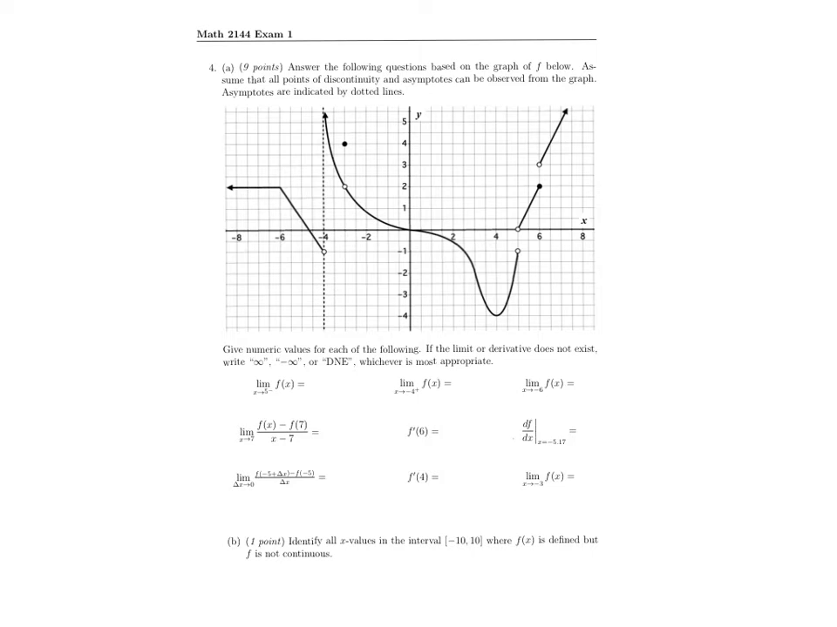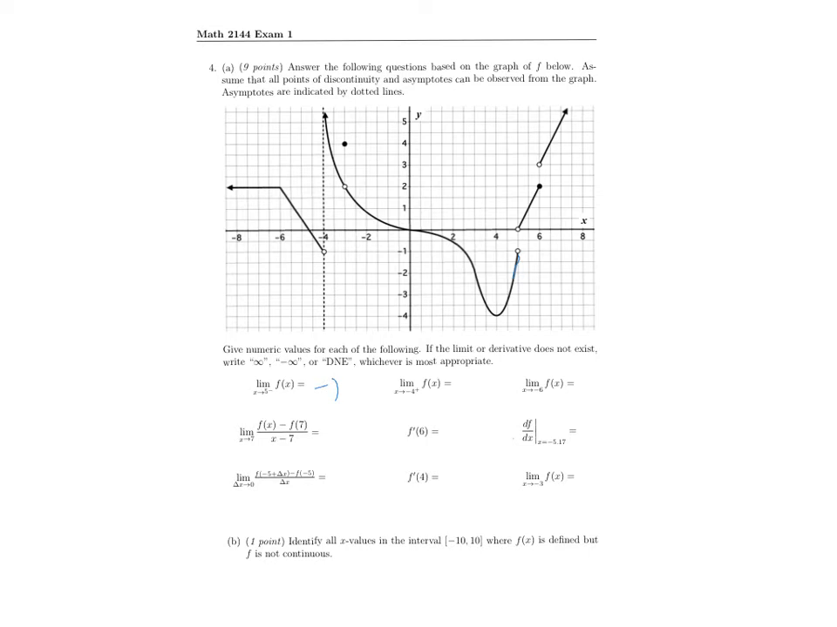For this problem, we're asked to use the graph of f here to determine these values below. The first thing we want to find is the limit as x approaches 5 from the left of f of x. We find x equals 5, which is over here, and we come up to it from the left. We're getting closer and closer to the y value negative 1. So my solution here is negative 1.